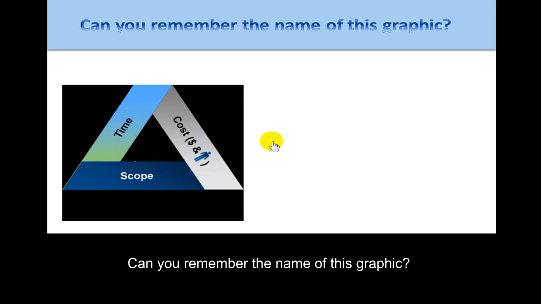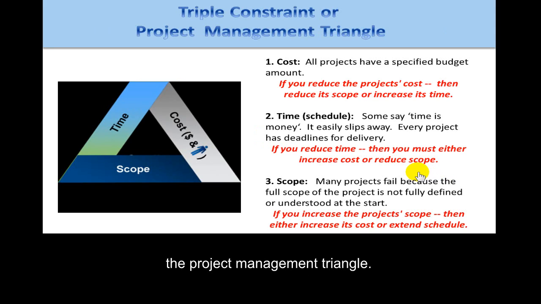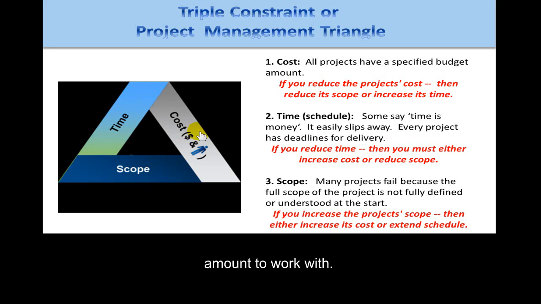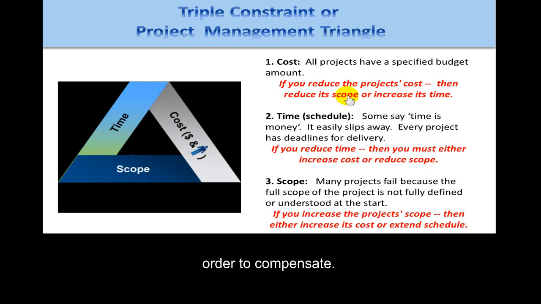Can you remember the name of this graphic? The name is the triple constraint, or sometimes called the project management triangle. And it has, of course, the 3 components. First of all, cost, that all projects have a specific budget amount to work with. And if you reduce the project's cost, then you must reduce its scope, or increase its time in order to compensate.